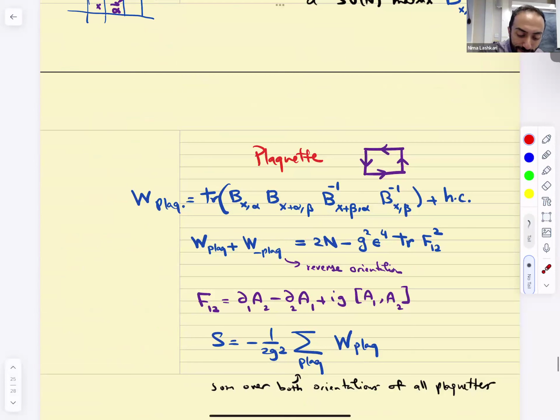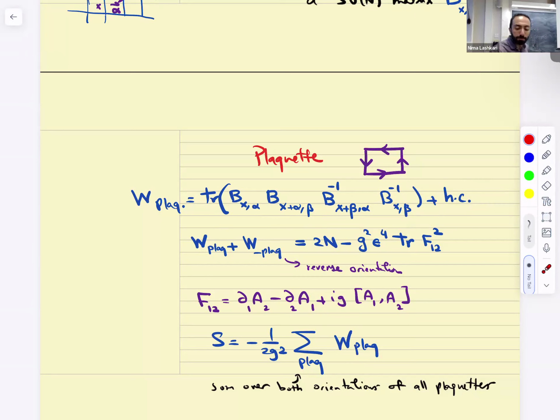We said that if I have a plaquette, I can go around the plaquette like a minimal cell and write down the following Wilson loop. It's just B, B dagger, B, B dagger. So this is what it is. It's just a plaquette. Gauge invariant. Yeah, their Hermitian conjugate.